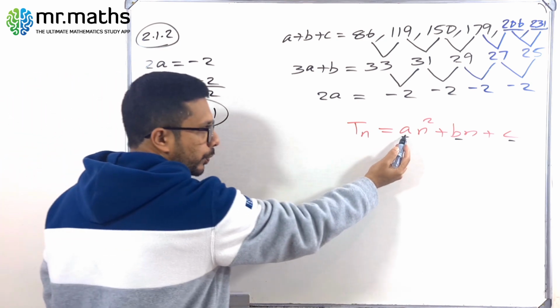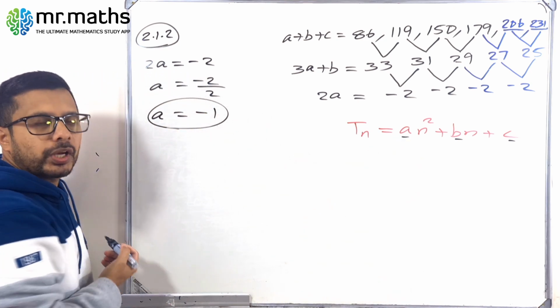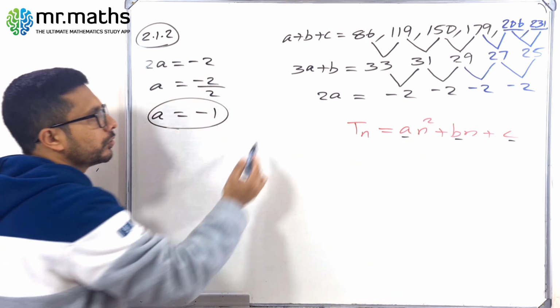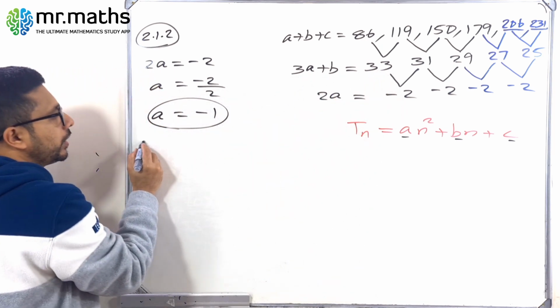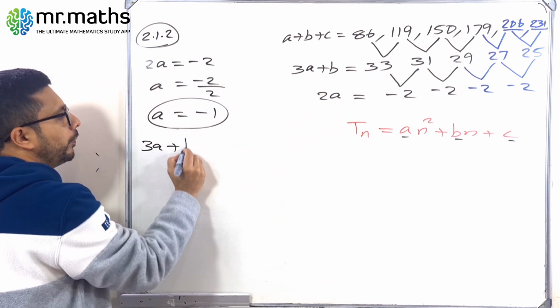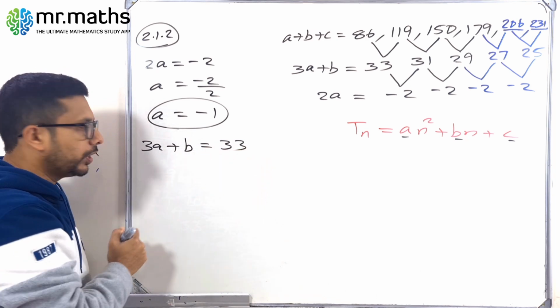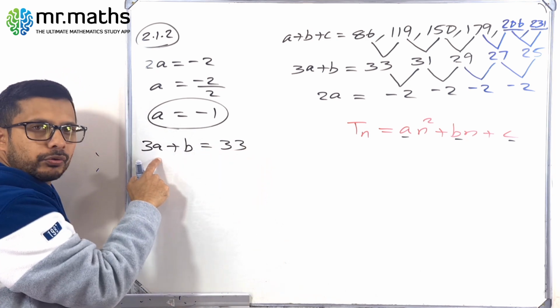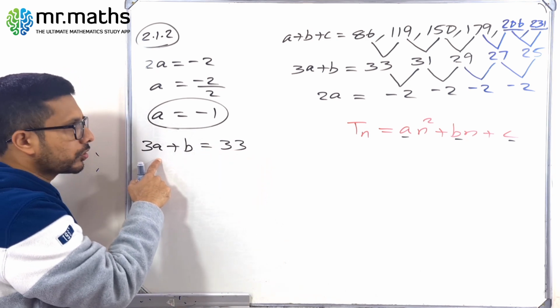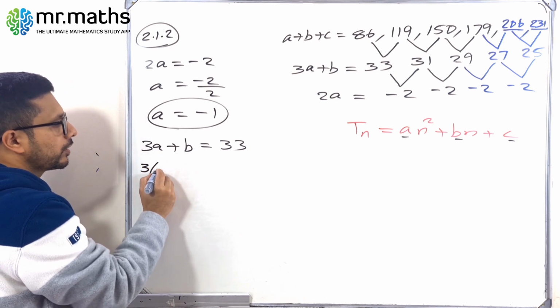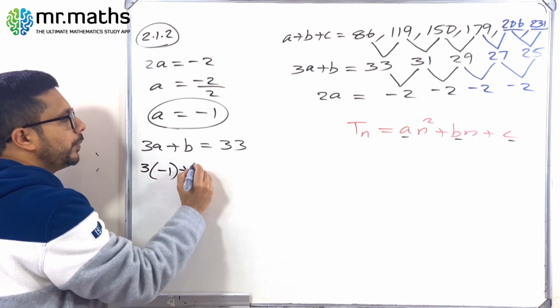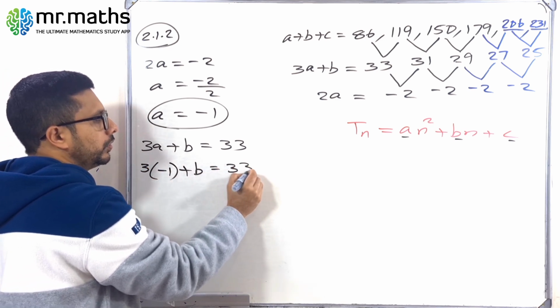So here it is minus 1. Okay, now we can find the value of B. So take the second equation, 3A plus B is equal to 33. So here what is the value of A? Minus 1. So we can substitute the value of A as minus 1.